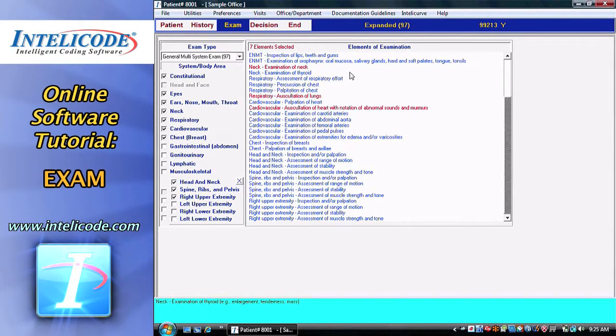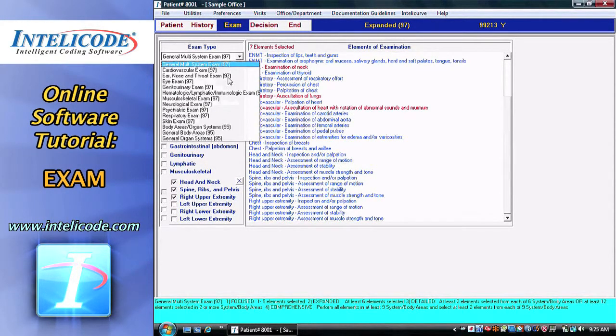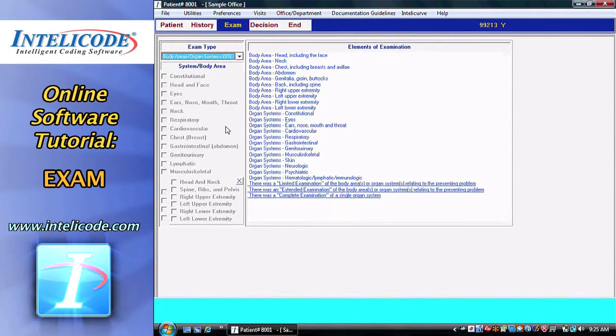Now let's say, well, I've audited under 97. I want to look at under 95. Let's go down. We'll choose body areas and organ systems under 95. And let's say, well, we know we had the neck. We had constitutional. We had eyes. We had ears, nose, mouth, and throat. We had cardiovascular. And we had respiratory.